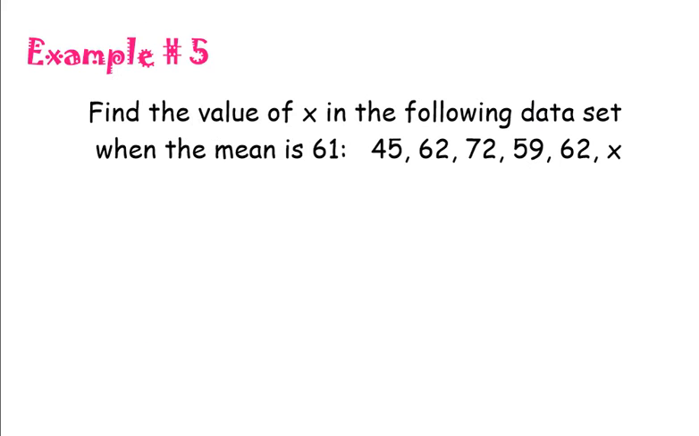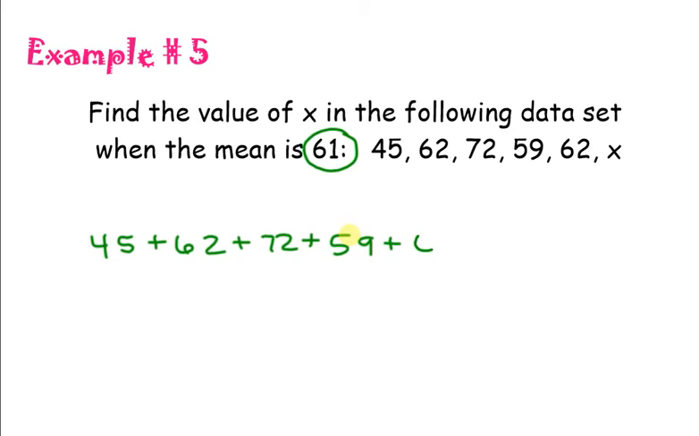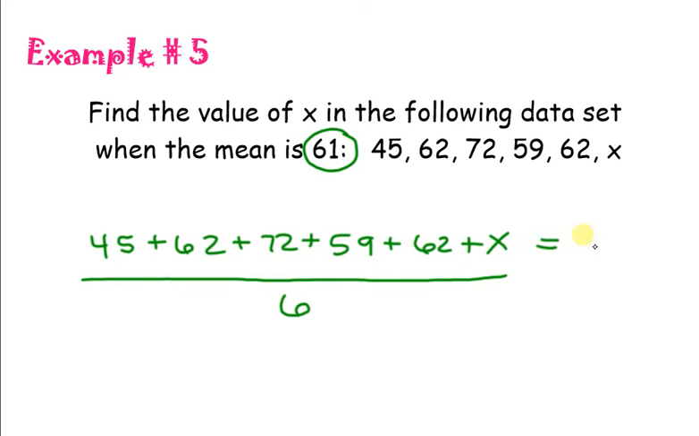All right. Let's look at example 5. Find the value of x in the following data set when the mean is 61. So I have 45 plus 62 plus 72 plus 59 plus 62 plus x, and all of that is divided by 1, 2, 3, 4, 5, 6, and the mean has to be 61.